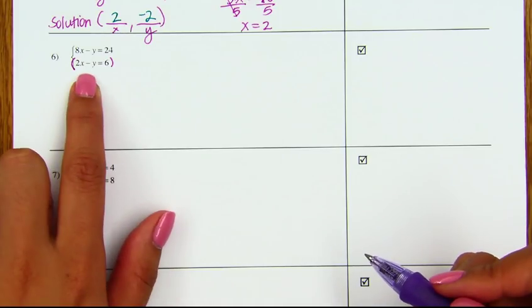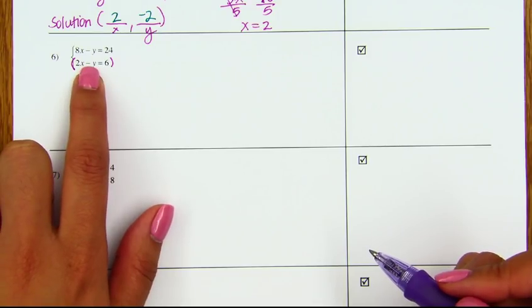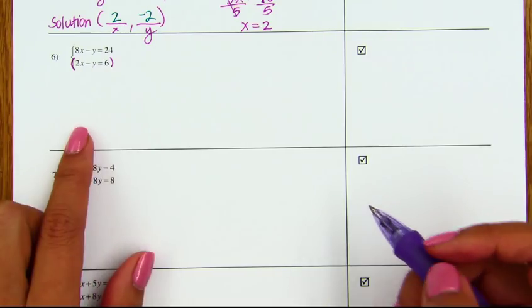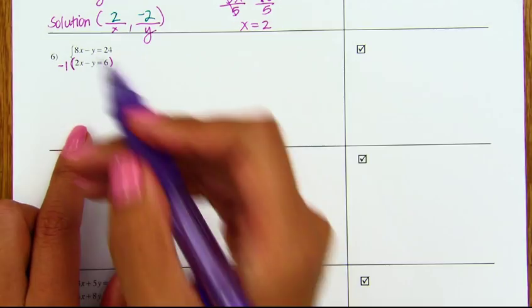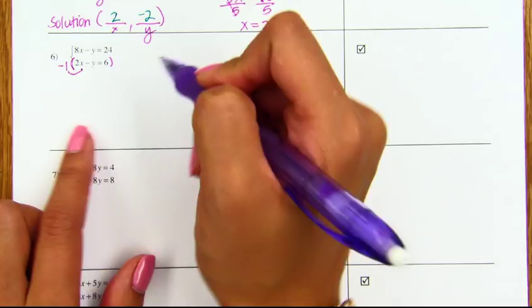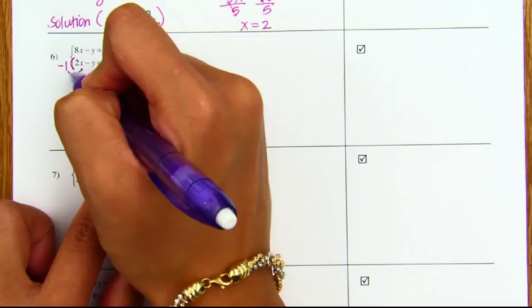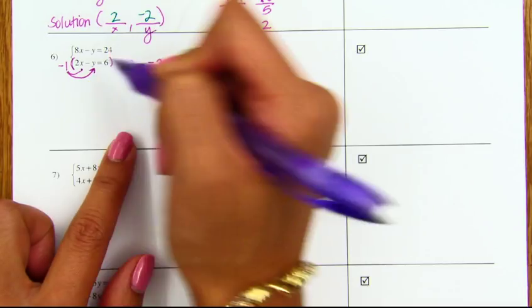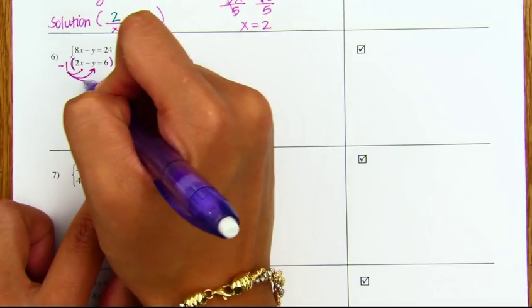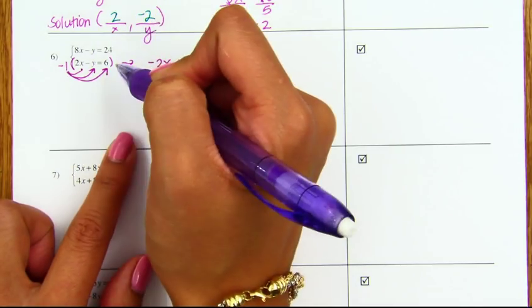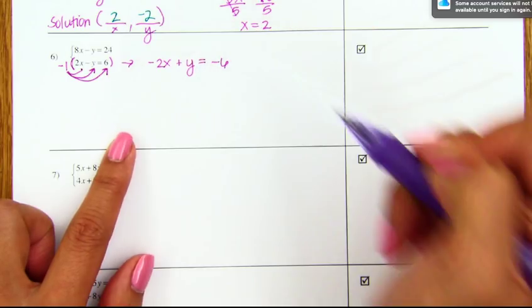So all I need to do is make sure one of these y's are positive. Well, if it's negative right now, the only way to make it positive is by multiplying it by a negative 1. So watch what happens. Negative 1 times 2x is now going to turn into a negative 2x. Negative 1 times negative y is now going to turn into a positive y. Negative 1 times 6 is a negative 6. So let's not forget to put our equal sign and a negative 6.